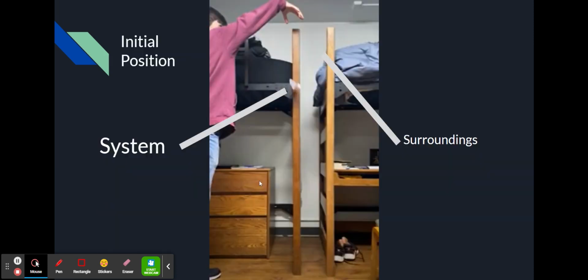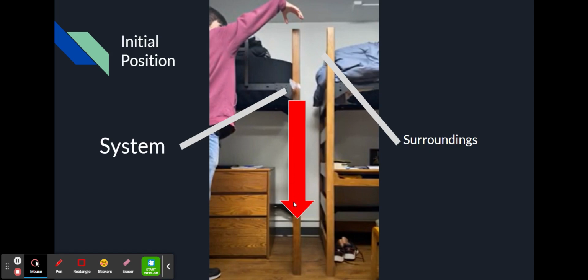In this, you can see our drop. We can see we have our object right here in the middle of the frame, which would be our system. And our surroundings are going to be everything around it. So the air resistance is going to be acting onto our system. And our initial position was about the top of this bed frame, which was about 6 meters.